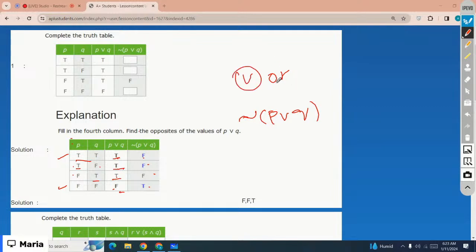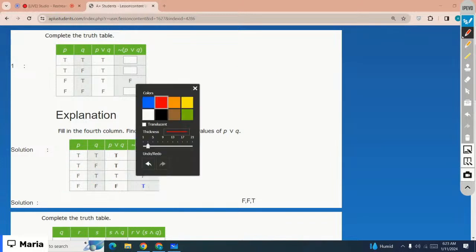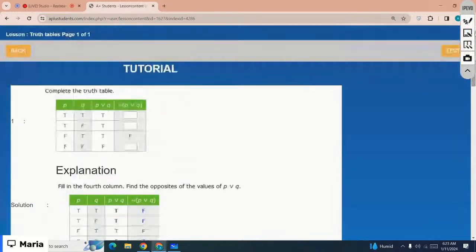Whenever you have this one, this represents or. If one of the values of P and Q is true, the answer is true. And this one is for and. If both of them are true, the answer is true. Right? Let's start with the test questions.